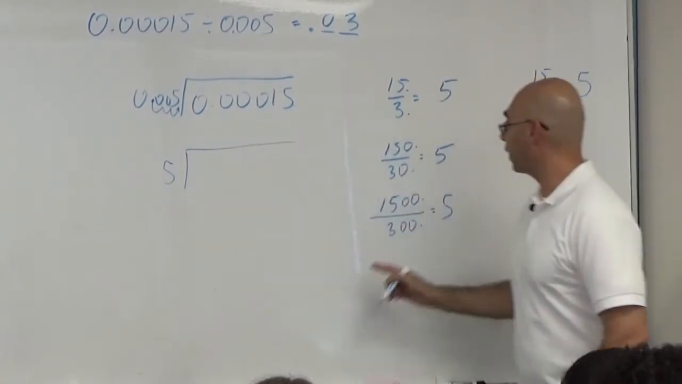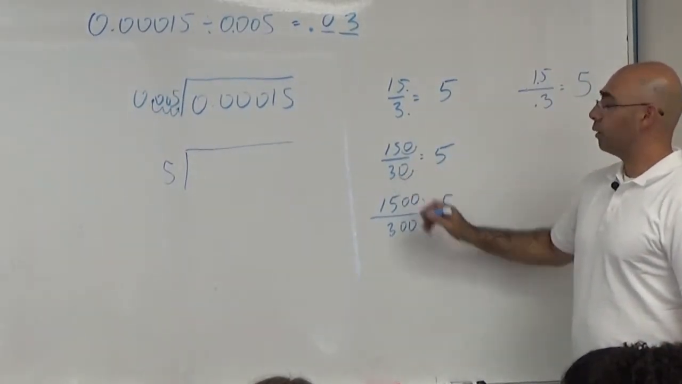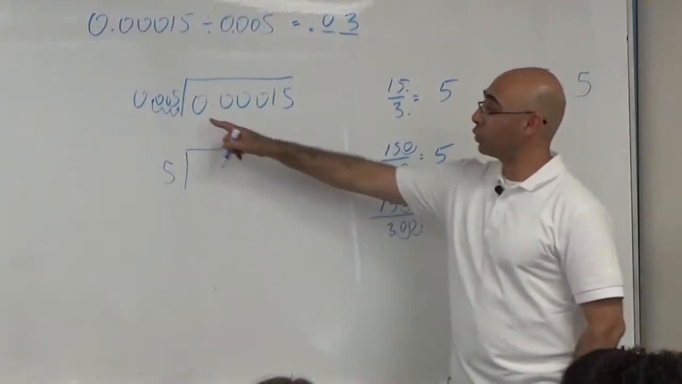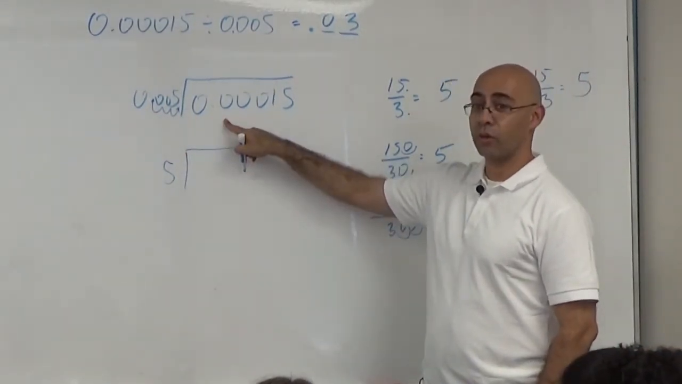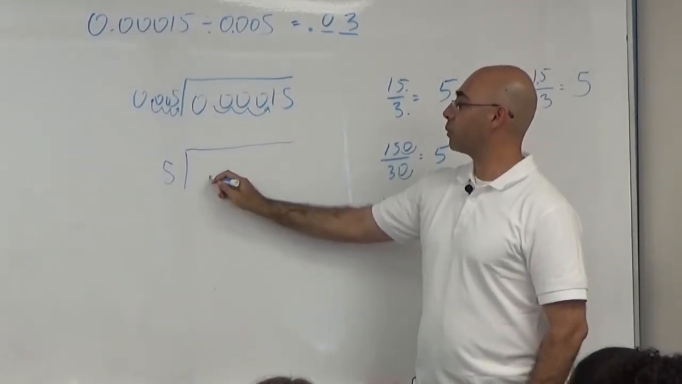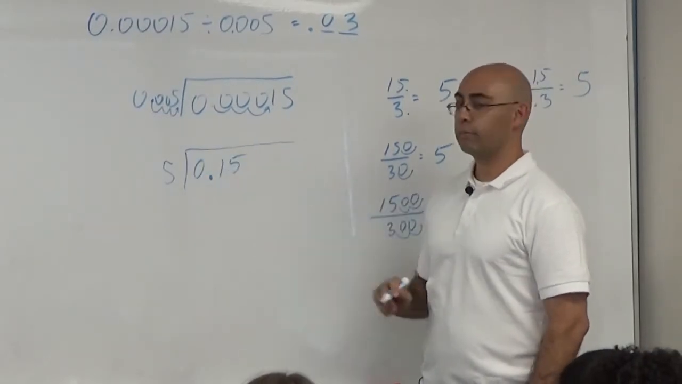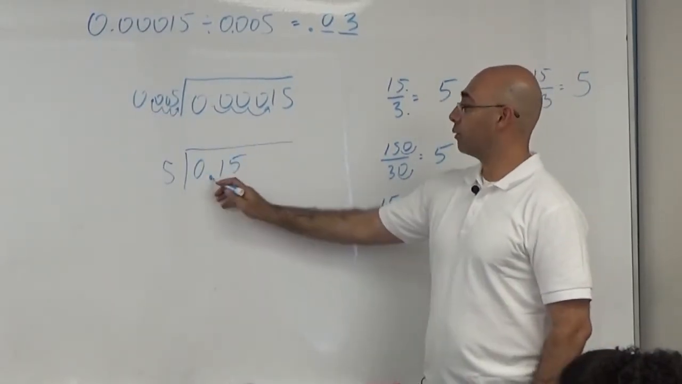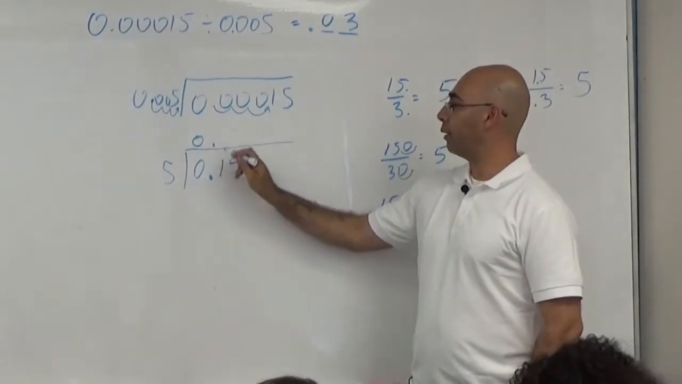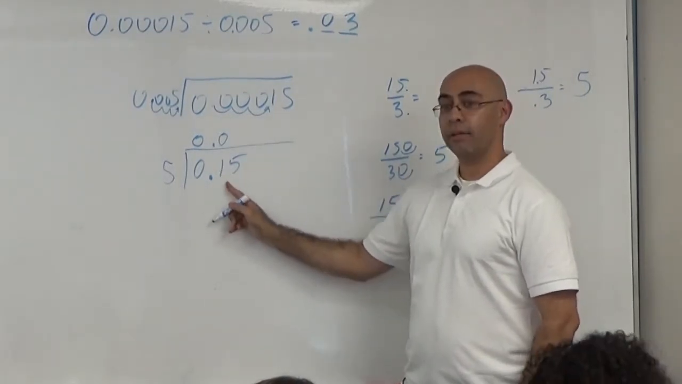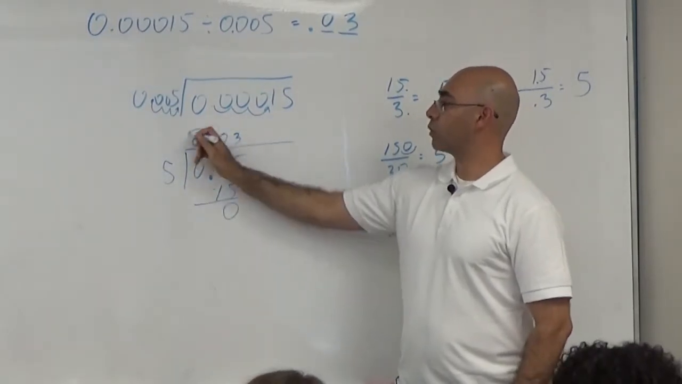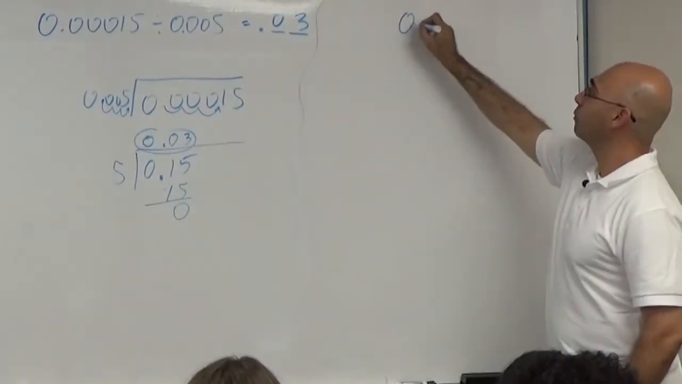But here's the thing. Just like here, if you look, these are moved the same number of places. So if I'm going to change this, I have to change this also in order to be consistent. So it's 1, 2, 3. So that becomes 0.15. Now I just divide. There's my point right there. Can 5 go into 0? No. Can 5 go into 1? No. Could 5 go into 15? Yeah, 3 times. My answer is 0.03, and there you go.